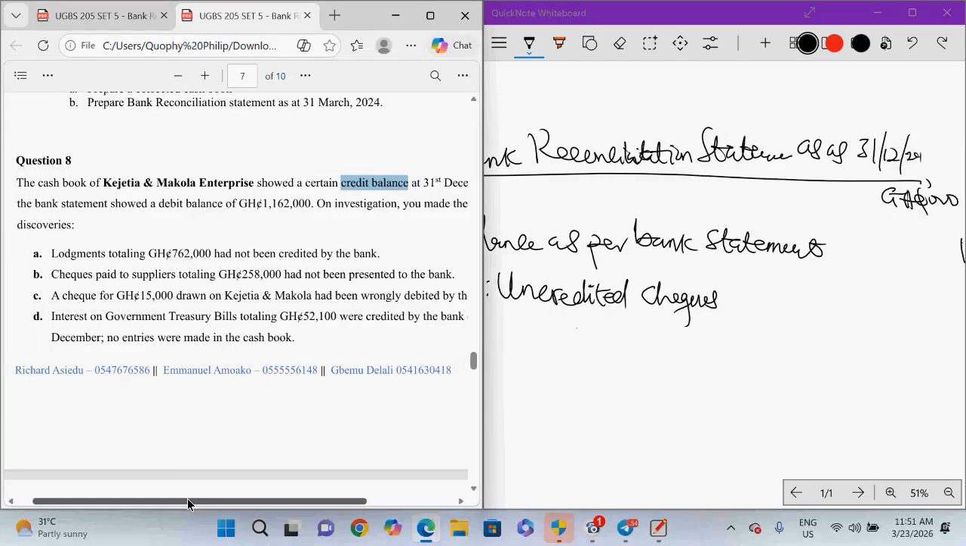So let's take them one by one. The reader should please take them one by one for me. A. Lodgement totaling 762,000 had not been credited by the bank. Okay. No, take them one by one so that we do them one by one. So what is the meaning of lodgement? It doesn't really affect, but I just want to know what the meaning of lodgement is.